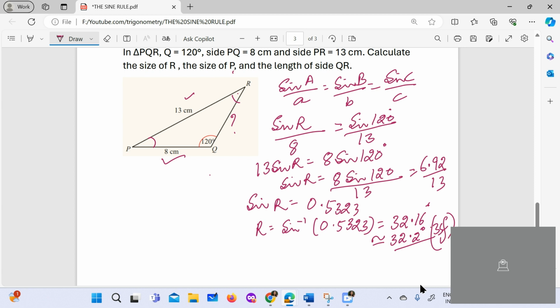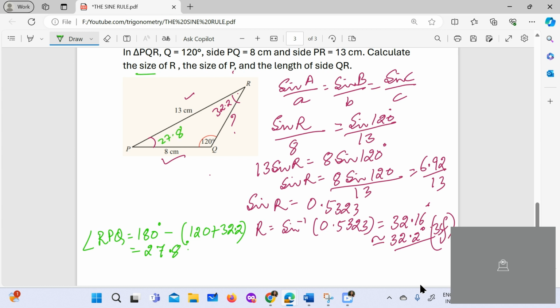Now see, this one is 120 degrees and we got this one as 32.2. So we don't have to calculate by sine rule, we can just go with the angle sum property, that the sum of the angles of a triangle is 180 degrees. Hence you can write angle RPQ is equal to 180 degrees minus (120 plus 32.2), which will give you 27.8. So we have angle P, that is 27.8. We got all the angles.